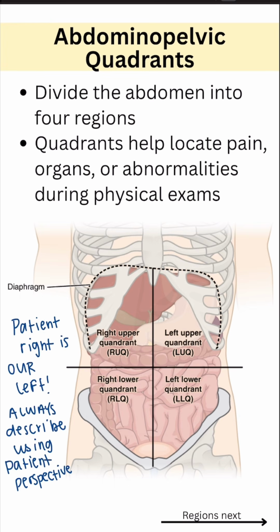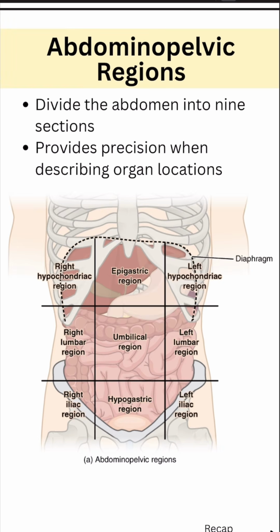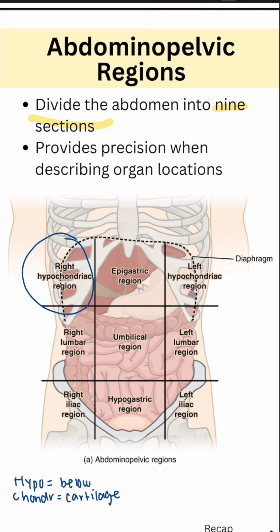So the quadrants are great for generalizing where pain or discomfort is located, but if we need more precision, we're going to use the abdominal pelvic regions. This system divides the abdomen and the pelvic region into 9 different sections. Starting in the superior right portion of the abdomen, we have the right hypochondriac region. The prefix hypo means below, and chondr means cartilage, specifically referring to the costal rib cartilage. So this region is inferior to the rib cartilage on the patient's right side.